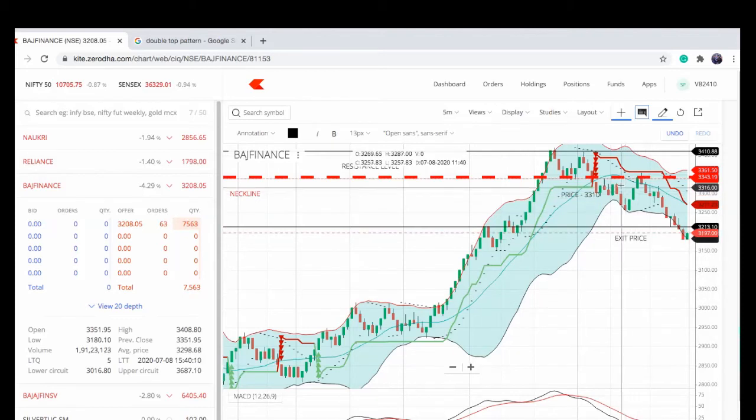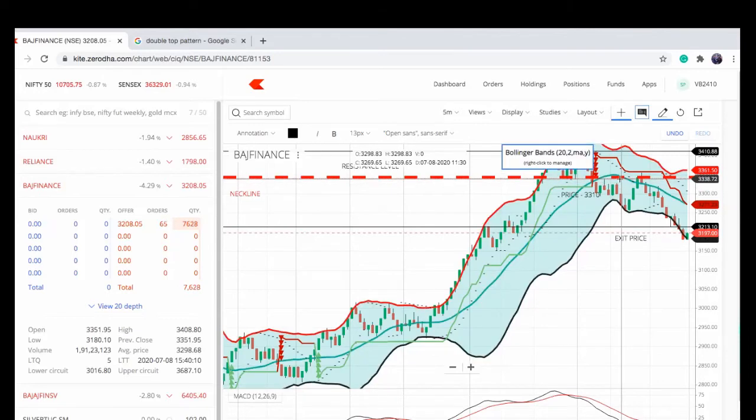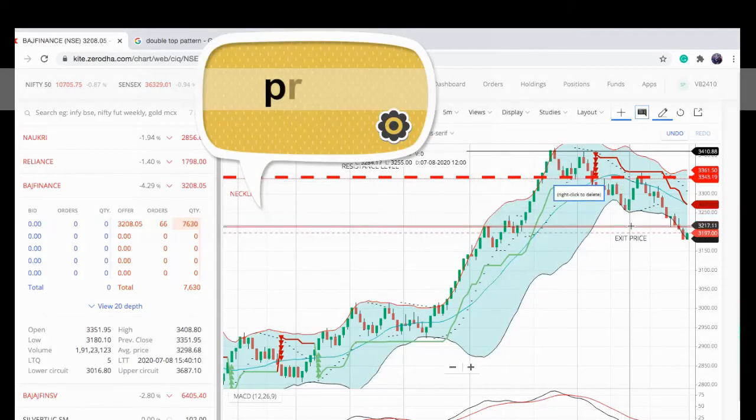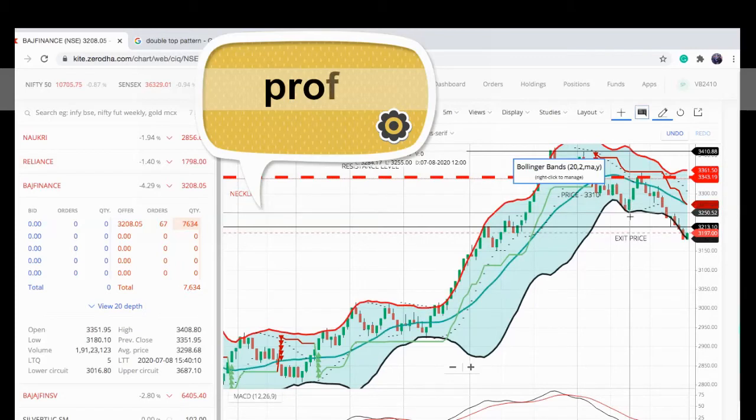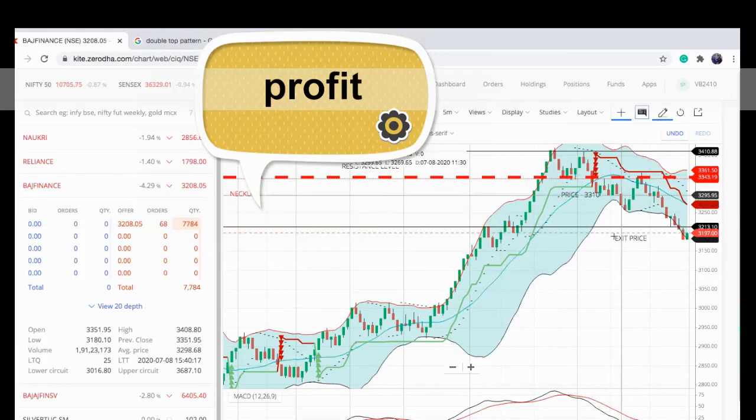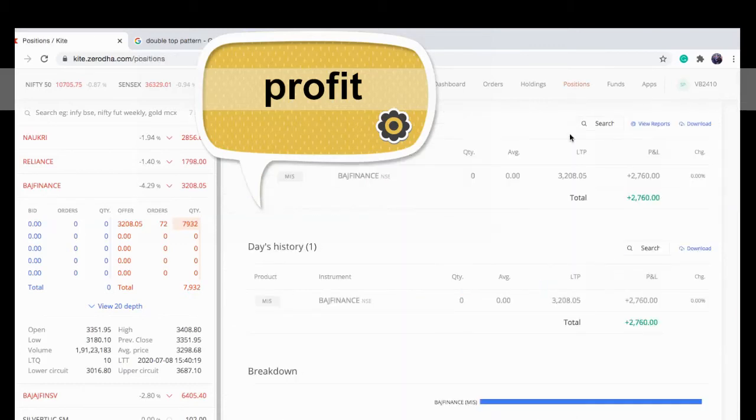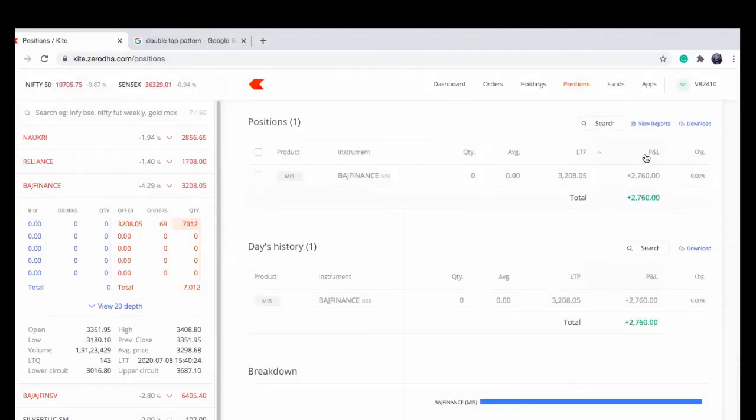Okay, so the gap between 3,310 minus 3,218 was the profit which we booked today. 2,760 on a lot size of just 30.